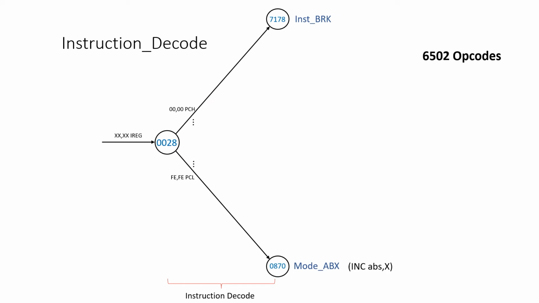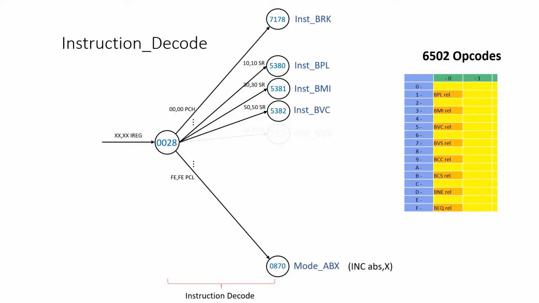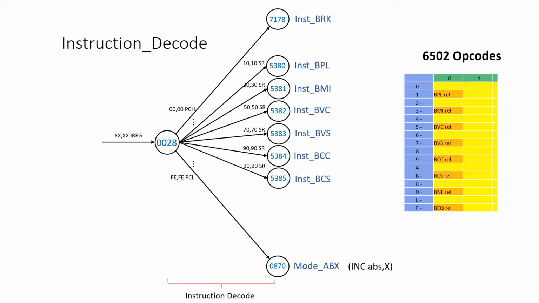There are 8 branch instructions, and each one has a unique arc out of Rule 28. There's branch plus and branch minus, which check the negative flag, which is bit 7 of the status register. BVC and BVS test bit 6 of the status register, which is the overflow flag. Branch if carry clear and branch if carry set test bit 0 of the status register, which is the carry flag. And finally, BNE and BEQ test the 0 flag, which is bit 1.